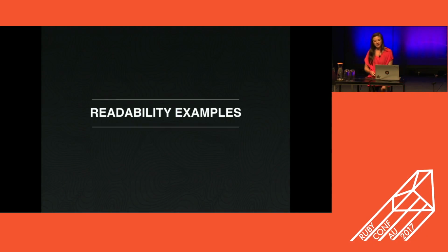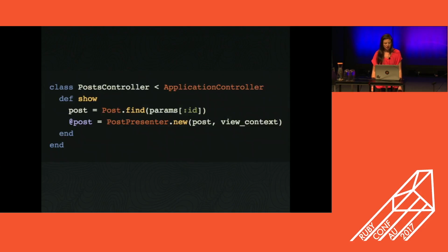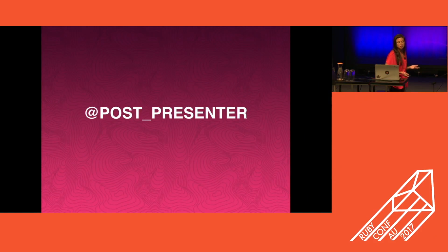Now we're going to get into more readability examples. First off, naming. This is a popular blog on presenters and Rails. It shows us creating this instance variable called post, but as you can see, post is referencing a new instance of post presenter. So why not call this instance variable post-presenter? Then I know that I can only call methods in that presenter class rather than from that post class. I don't have to go back and find where I'm instantiating that variable, and it's clear from the get-go.